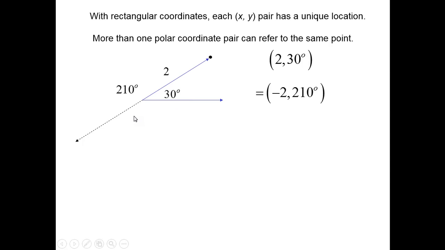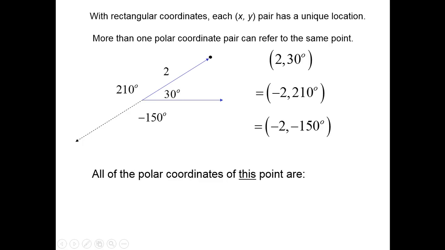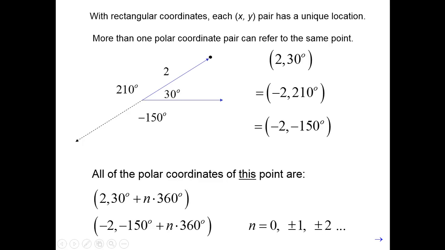If we rotated using a negative angle, that would be coterminal with -150. So that would also be -2, -150. So for this particular problem, all of the polar coordinates at this point are 2, 30 degrees plus a multiple of 360, or -2, -150 plus a multiple of 360.